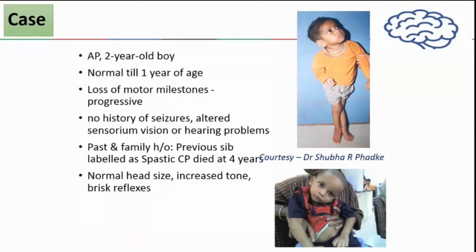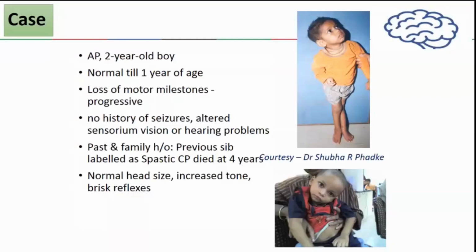So any guesses here? Leukodystrophy, right? Very good. So what leukodystrophy will you think of? Metachromatic leukodystrophy would be a good possibility here, because they usually begin with motor regression, and later on they can have CNS involvement also. So actually this child was a case of metachromatic leukodystrophy.